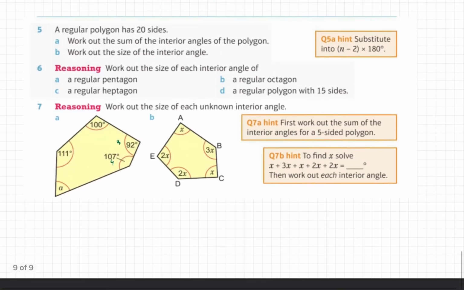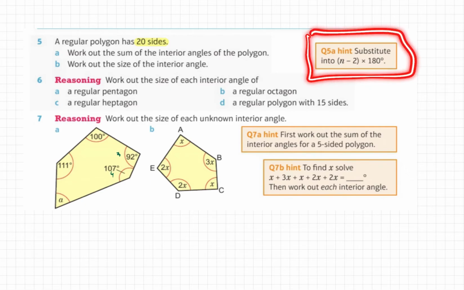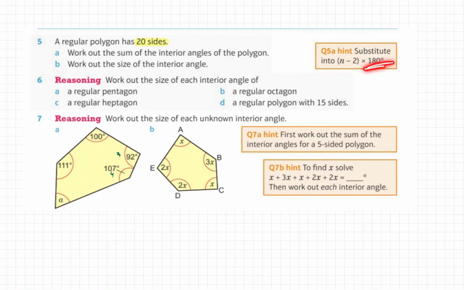Hints, there we are. So a regular polygon has 20 sides. Just substitute the rule in. 20 minus 2 is 18 times 180. That gives you your sum. And when it's regular, all angles are the same. So just find the sum, divide it by the n sides. That will help you for B.